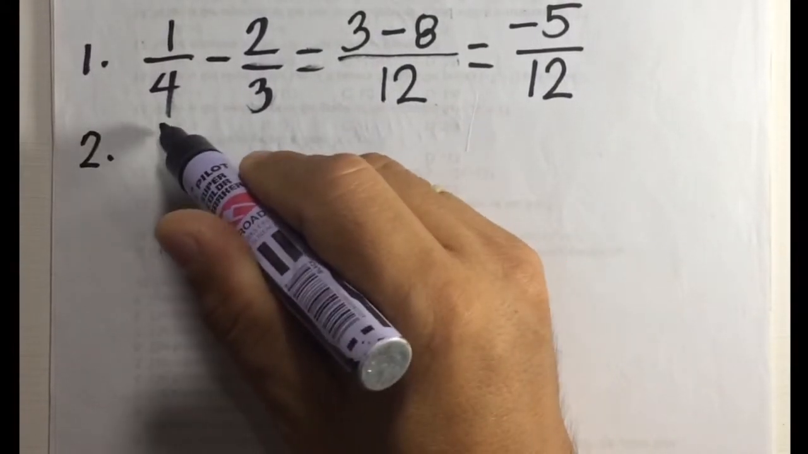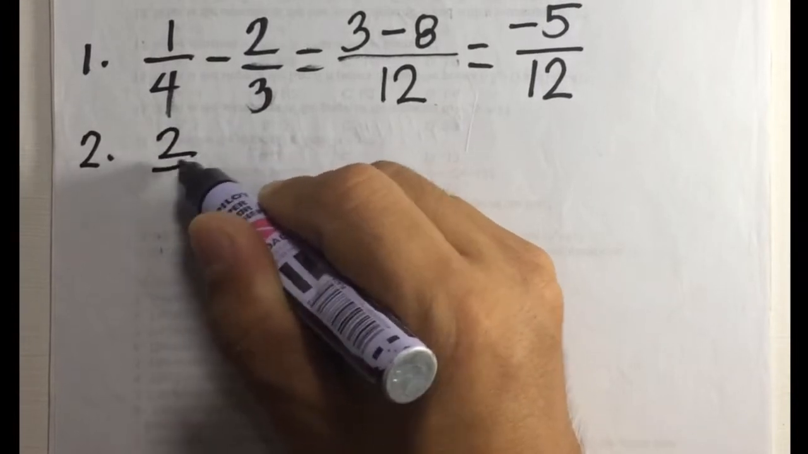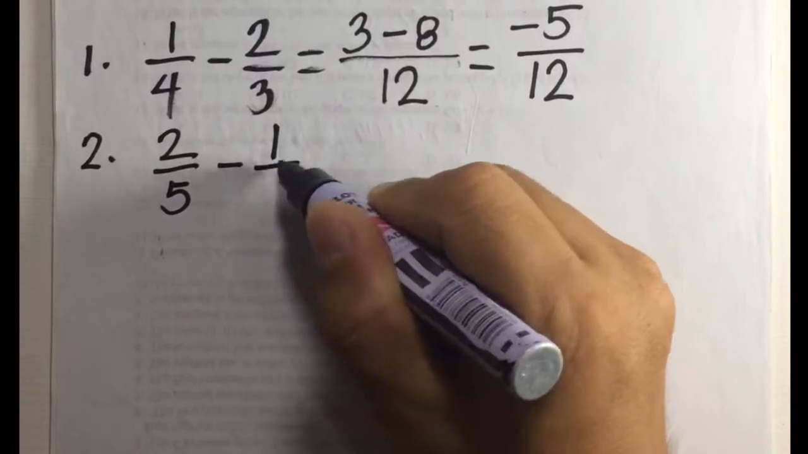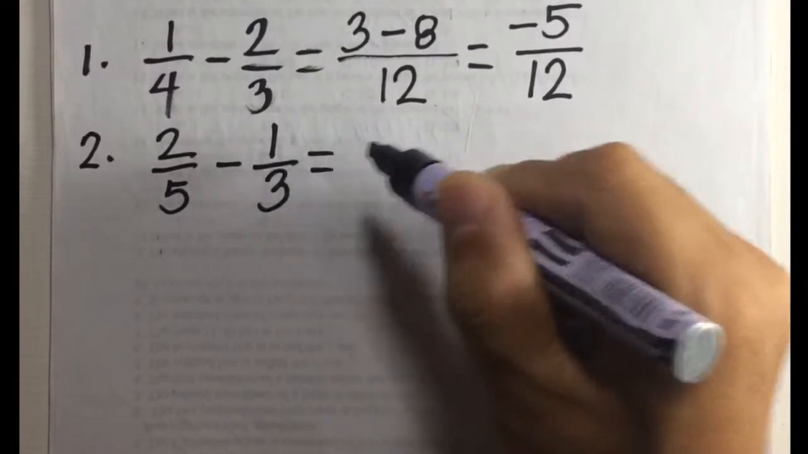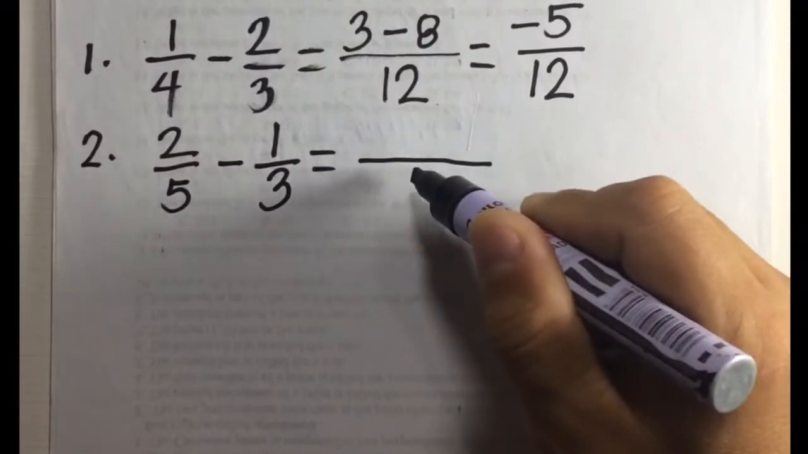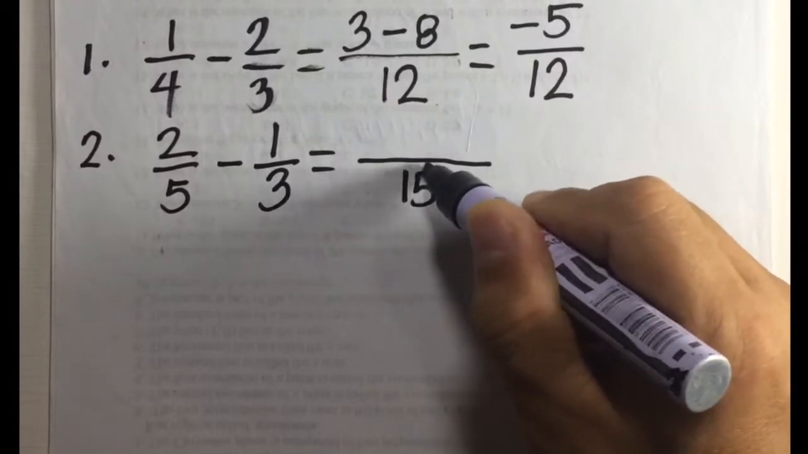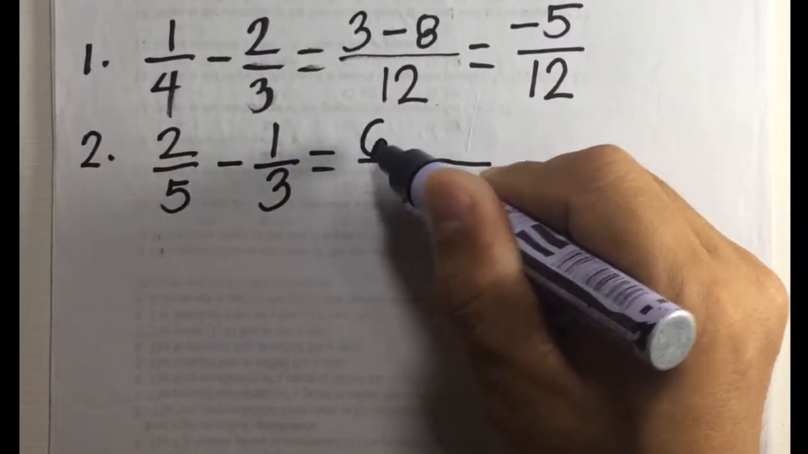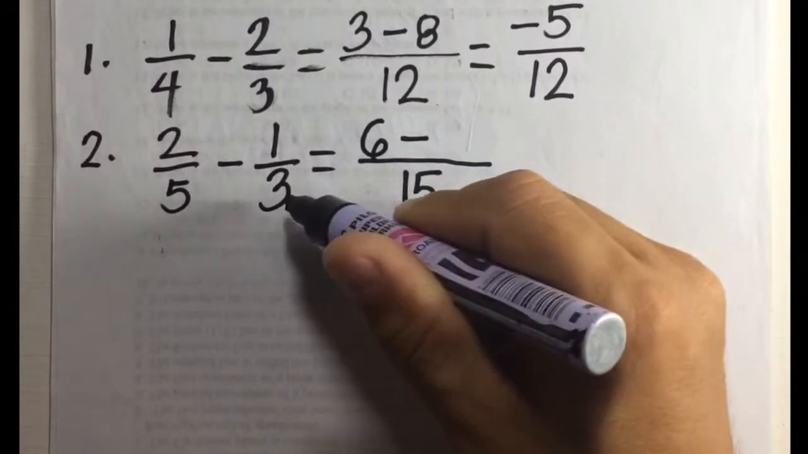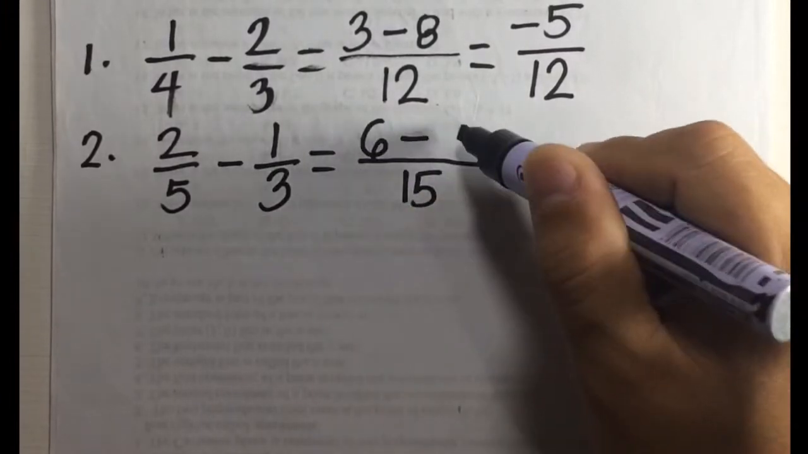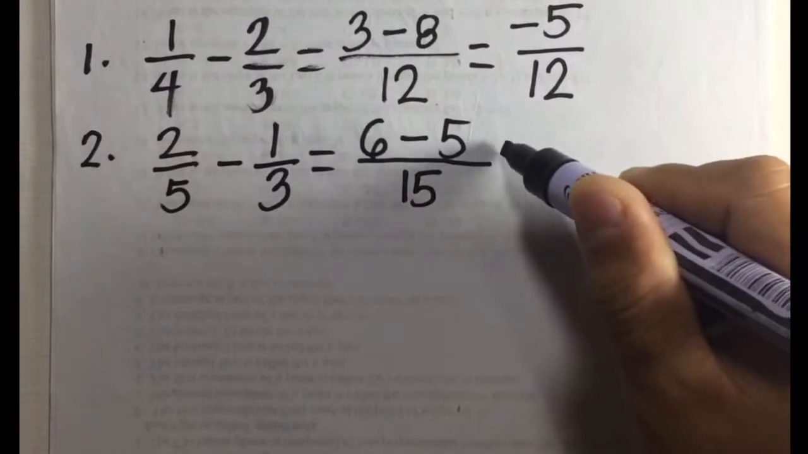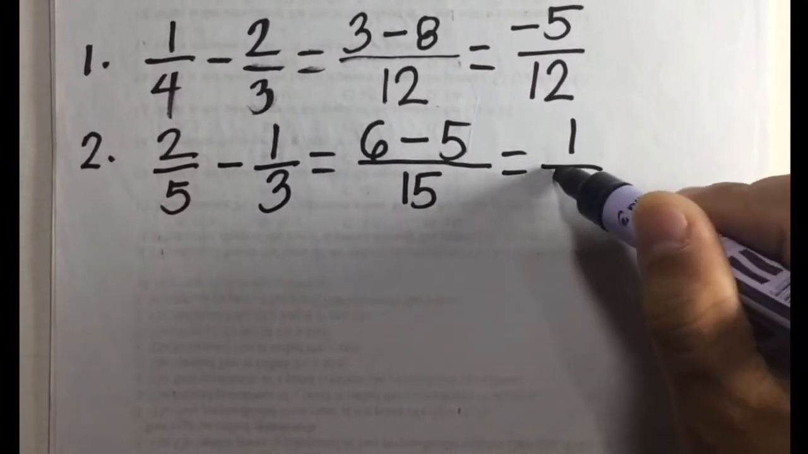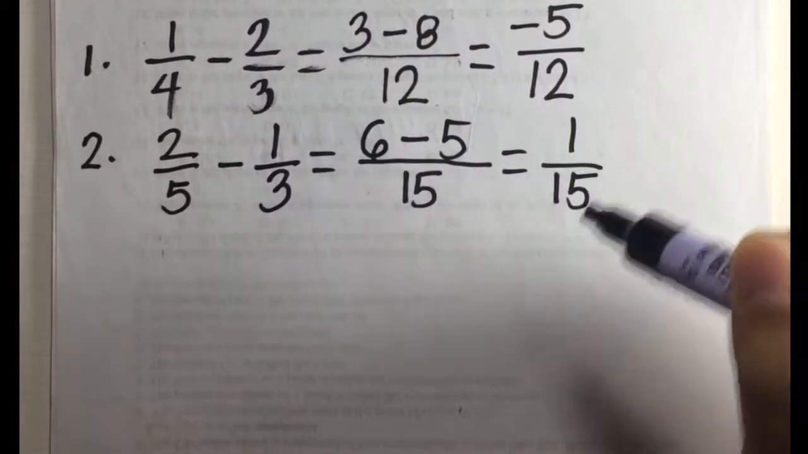Let's have 2/5 minus 1/3. So the LCD here will be 15. 15 divided by 5 is 3 times 2 is 6. Minus 15 divided by 3 is 5 times 1 is 5. 6 minus 5 is 1 over 15.